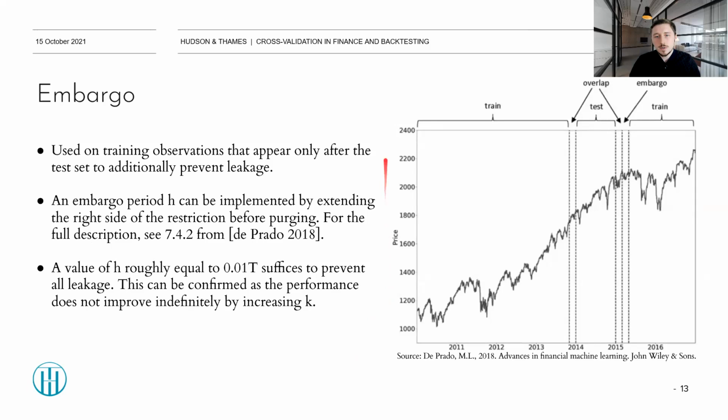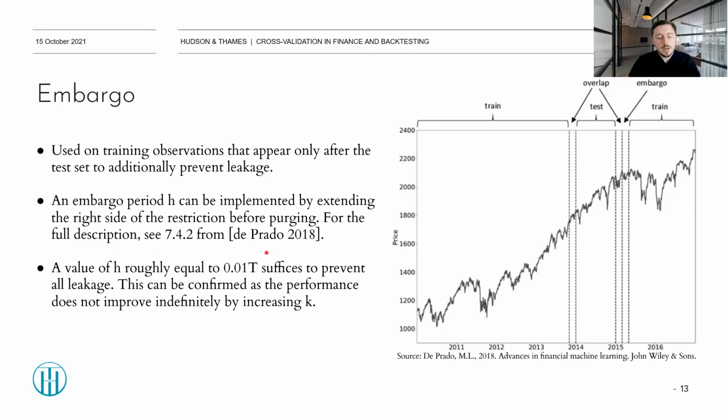And here is the description behind the idea of embargo. So even though we have overlap here and here, an additional embargo period is being added here. The embargo is used on training observations that appear only after the test set to additionally prevent leakage. It is implemented by extending the right side of the restriction before purging. For the exact description, I'm referring to part 7.4.2 from the original book.